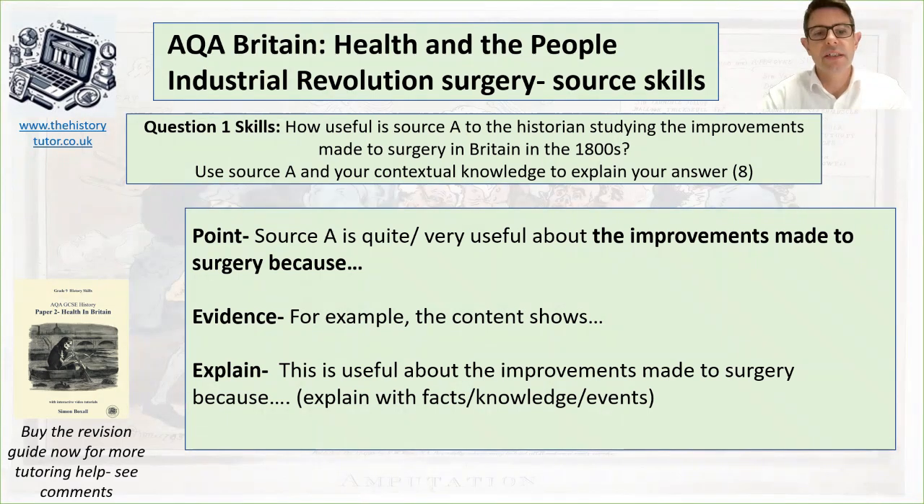So what would you say for the content? Do you think it's very useful about improving major surgery, and why? What bit of content are you going to pick out? Explain with some knowledge about why that's useful. Okay, try and at least do a point, evidence, explain. If you can do a link, great. But remember, we probably need to explain one idea about the source and one idea about the provenance to get the top marks. So pause me now and write the whole paragraph and then look at the example.